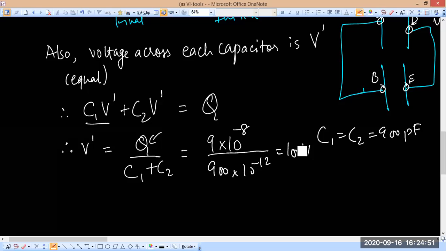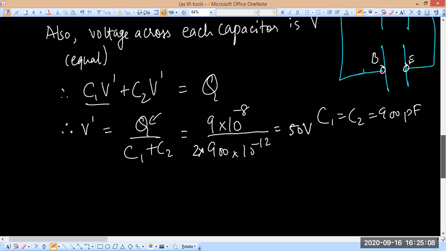Oh, sorry. I forgot to multiply by 2. So this is going to be 50 volt. Clear? Okay. So V dash is equal to 50 volt. Right? So what's the energy stored?